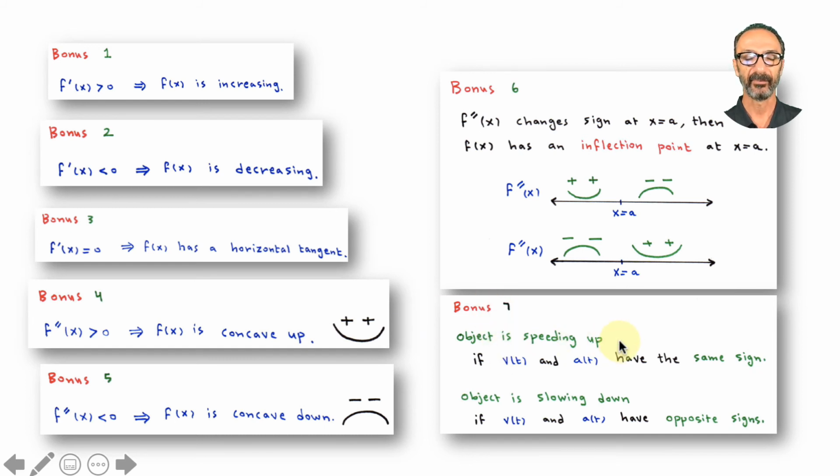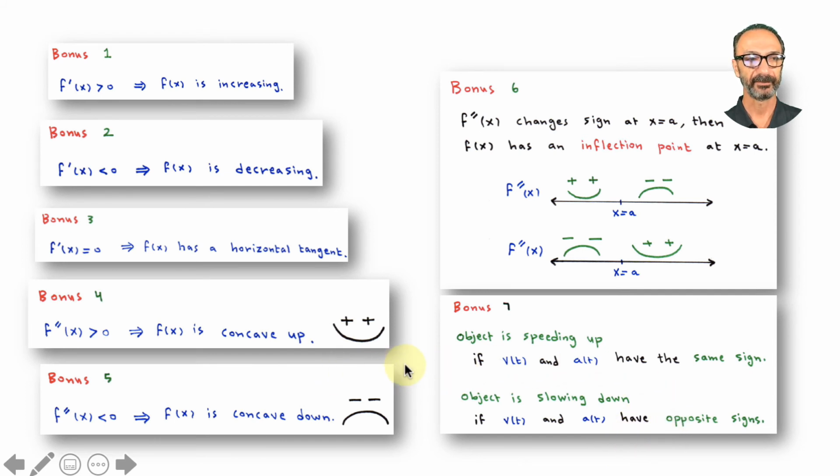Bonus number 7. Object is speeding up if v of t and a of t have the same sign. Object is slowing down, this was not covered in the examples. I could cover it, but those slides were kind of filled. If v of t and a of t have opposite signs. You might not memorize this, but keep a note of it for any problem that you might face later on. Object is speeding up if v and a have the same sign, and the object will be slowing down if v and a have opposite signs.